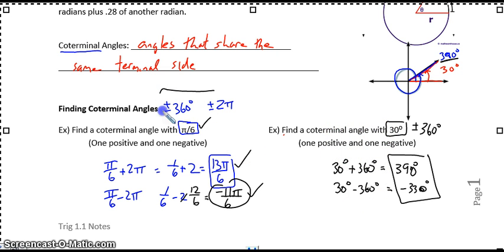So again, the rule is, and I might highlight this if I was taking notes: to find coterminal angles, you simply add or subtract 360 or 2 pi, depending on what you're given the measurement in.